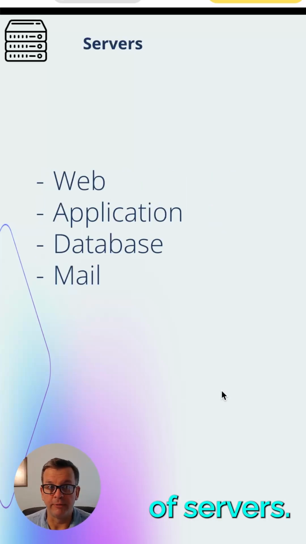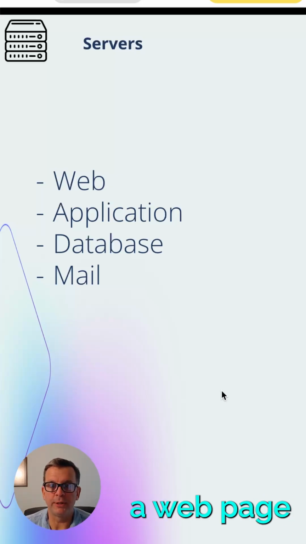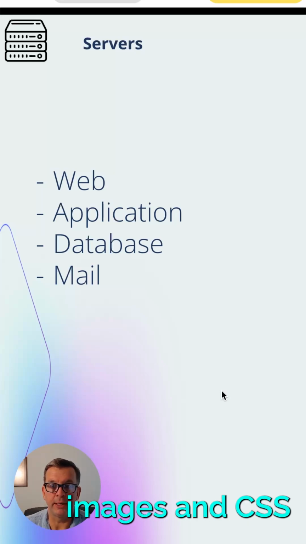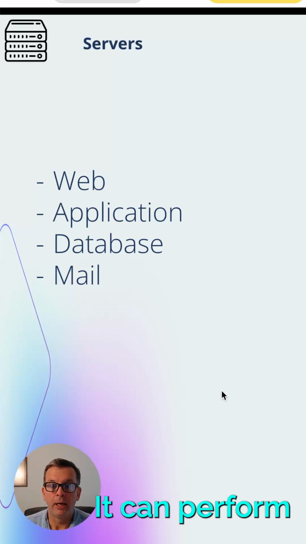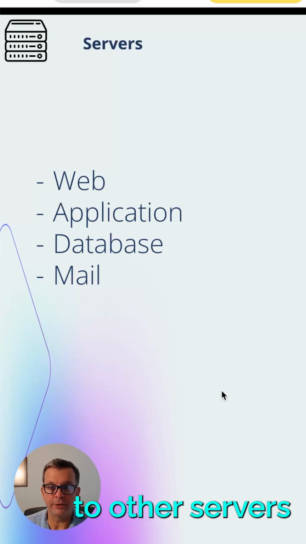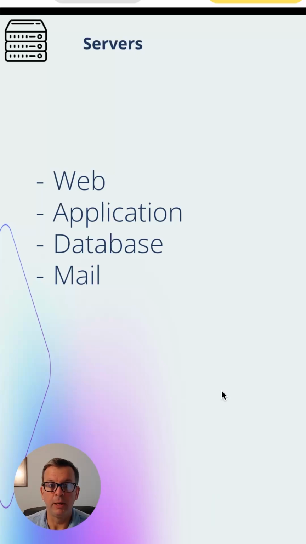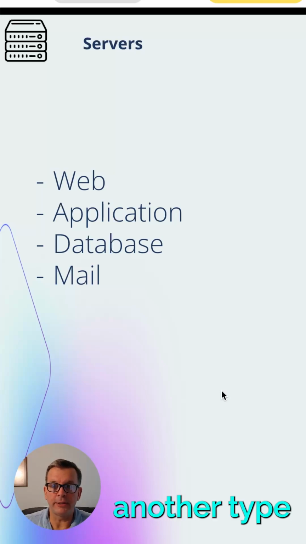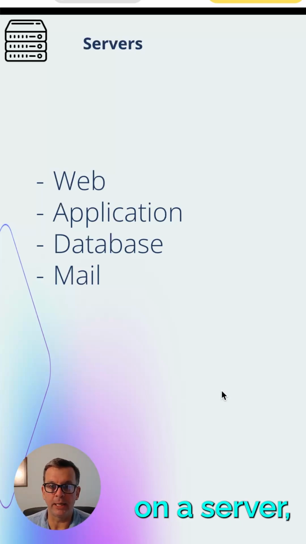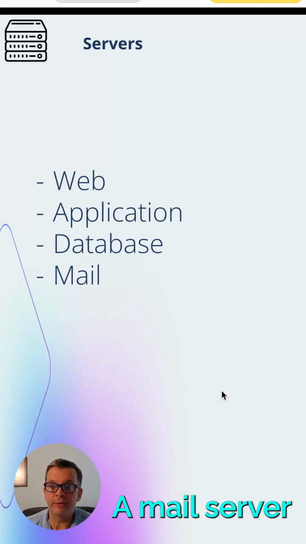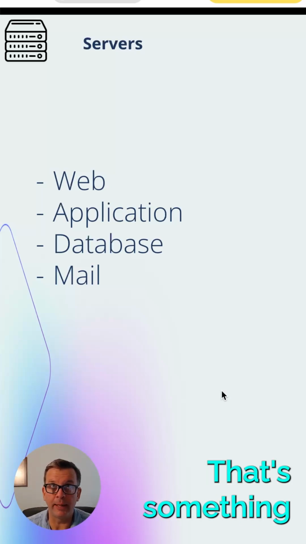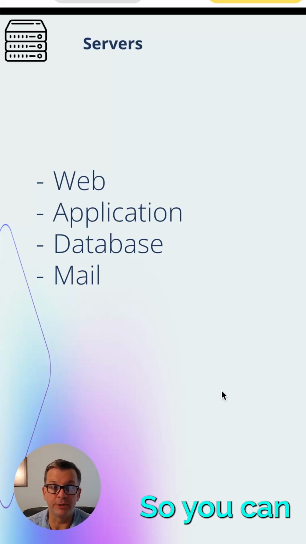There's all different types of servers. A web server is a very simple example. When you visit a web page and it returns images and CSS files and HTML, that's typically done via a web server. An application server can be a little bit more sophisticated. It can perform logic and call out to other servers and eventually return a response to you. A database is another type of server. So you store your database on a server and different applications or clients can call into that database. A mail server is another common example. That's something we can use to get or receive our emails. So you can see there's different types of servers, and there's plenty more than this as well.